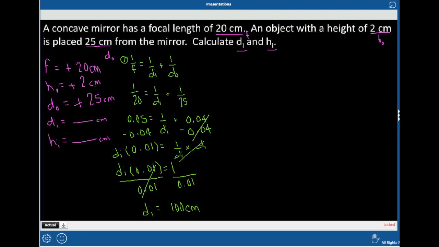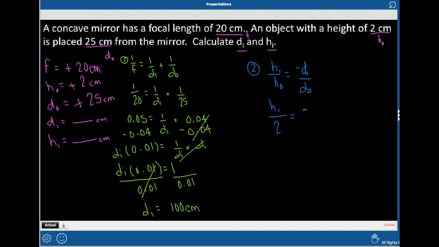Okay, now let's do part 2 of this, right? We found our DI, now we need to find our HI. To find our HI, we have to use this formula. Okay, so I'm going to plug in my numbers. And we have to do this part second because otherwise, we wouldn't know DI because we just had to find that. Okay, so this formula is always second.